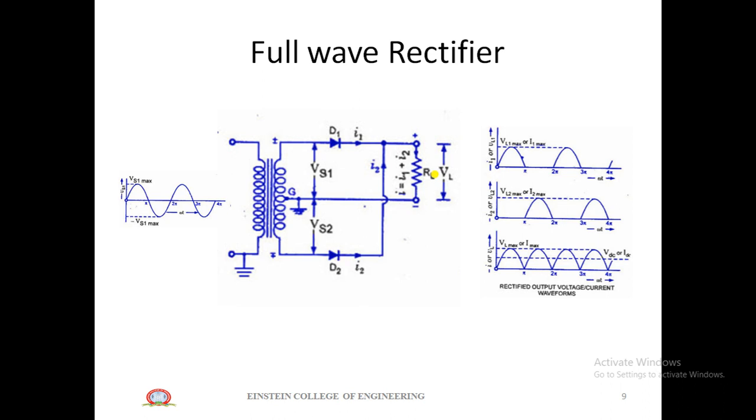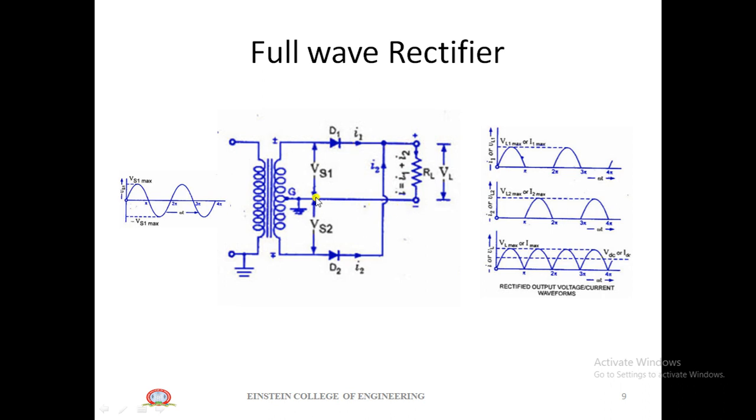During the positive half cycle, consider this terminal as A and this terminal as B. During the positive cycle, terminal A will be more positive with respect to B. So diode 1 will be forward biased and diode 2 will be reverse biased. So diode 1 is on and diode 2 is off. The current flows through diode 1 and through the RL.